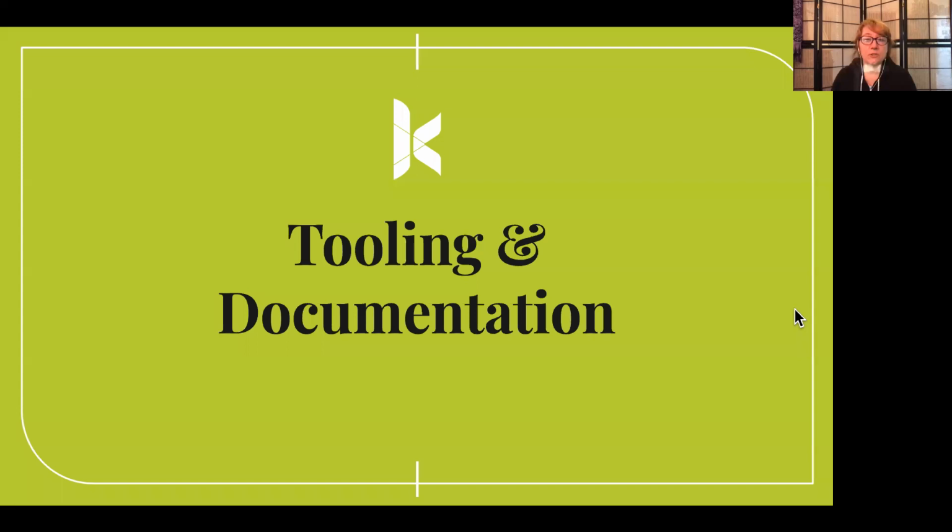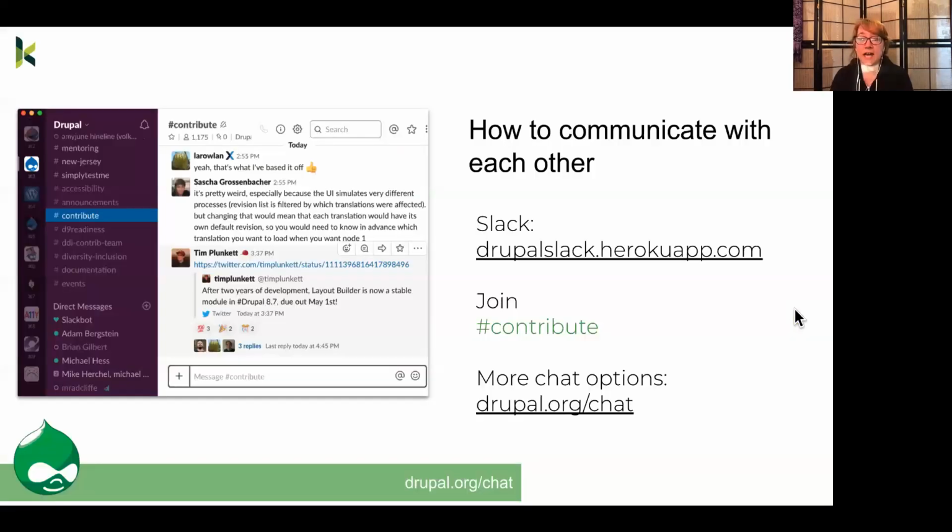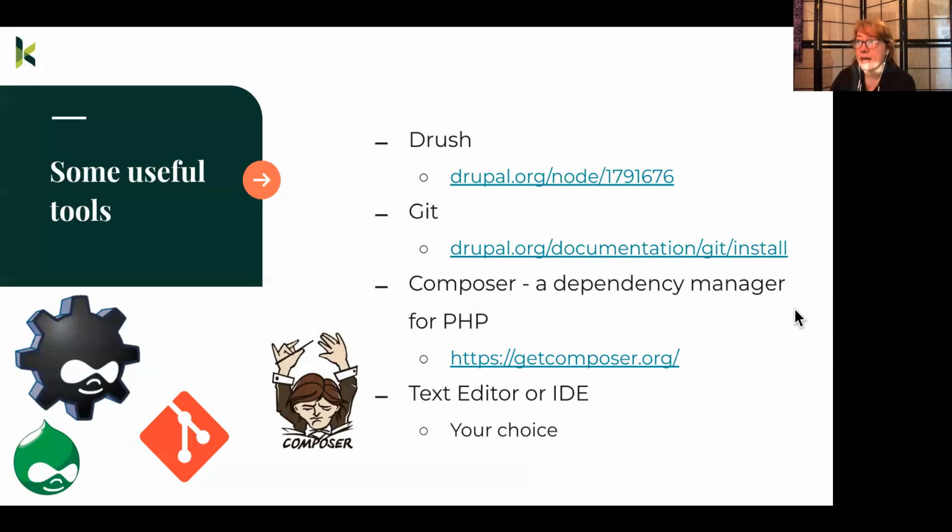Tooling and documentation. Slack, we're pretty familiar with Slack. Drupal Slack is a great place to start. There's all kinds of good channels. You can join, contribute. And whatever specialty you might want, there's a channel for almost everything in Drupal Slack. Drush is a handy tool to have. If you go to the node indicated on the page, there are specific instructions for installing Drush. Composer is a dependency manager for PHP, super important. They're not must-haves, but they're definitely useful tools.